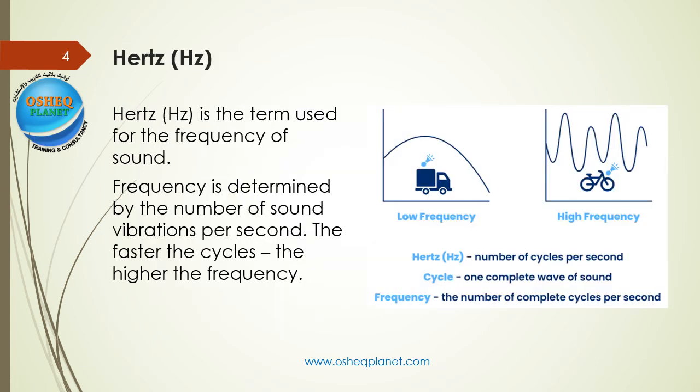Hertz. Hertz is the term used for the frequency of sound as per the International Unit System. Frequency is determined by the number of sound vibrations per second. The faster the cycles, the higher the frequency. Hertz is the number of cycles per second. A cycle is one complete wave of sound. Hertz came from the German scientist Heinrich Hertz, who was the first to prove the existence of electromagnetic waves.